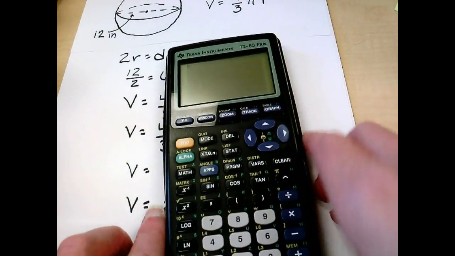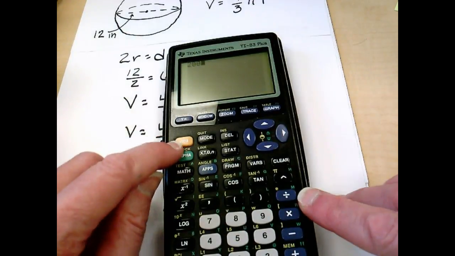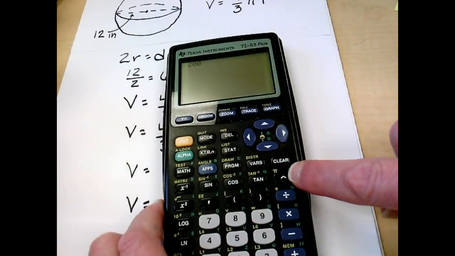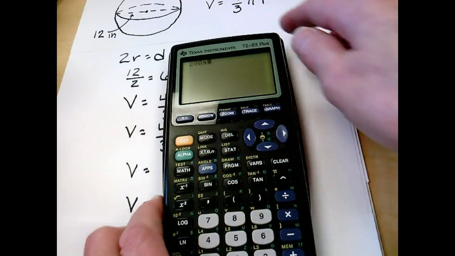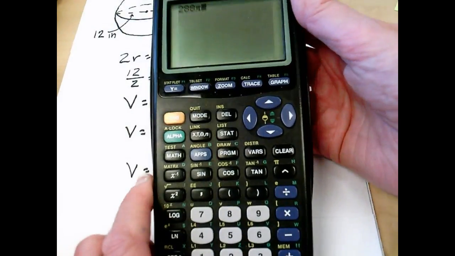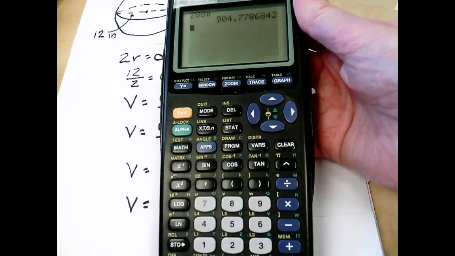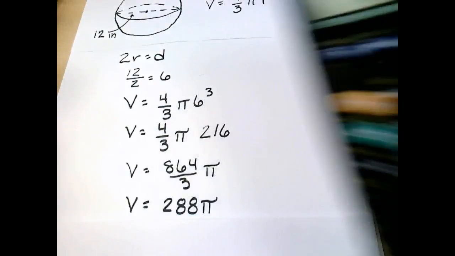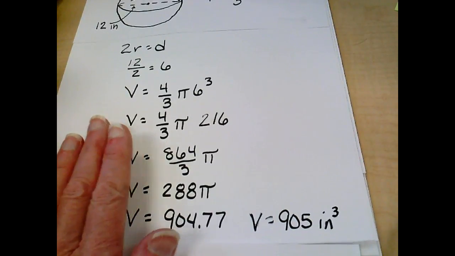So now I plug in 288. I can go second in my pi key, which is right above my up arrow keys. So I get 288 pi, enter, and I get 904.77. Round to the nearest whole number, and you have 905.